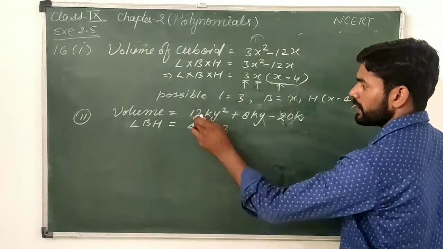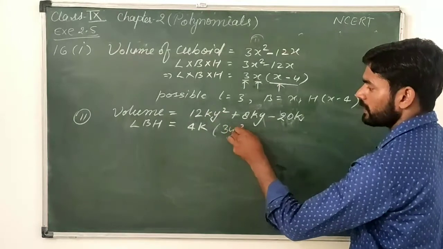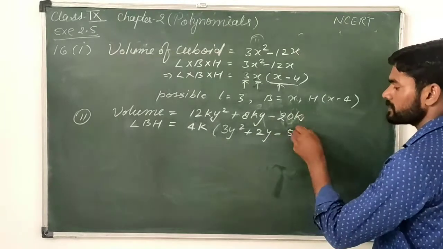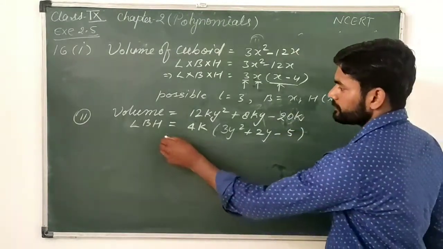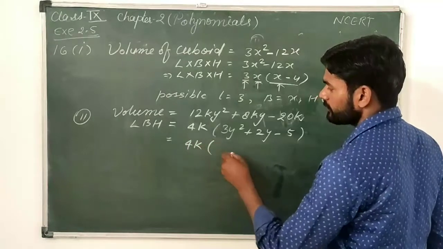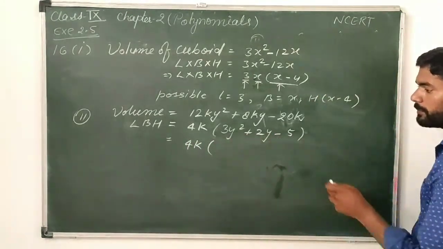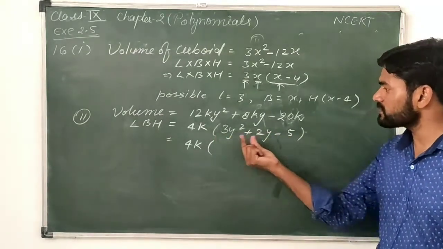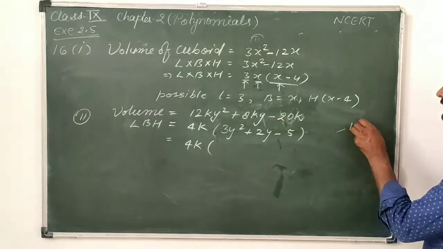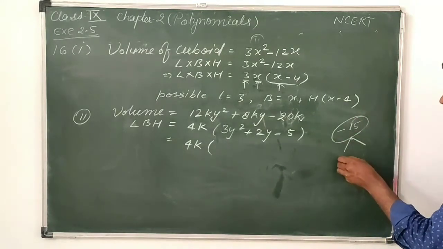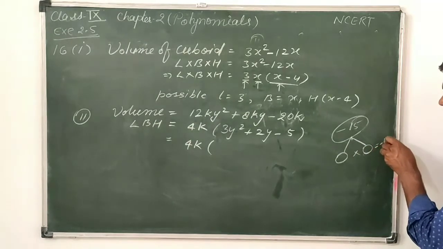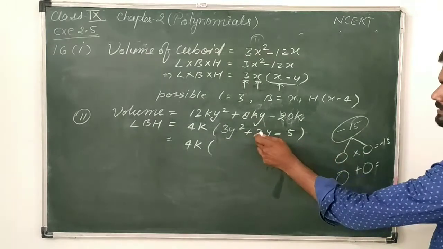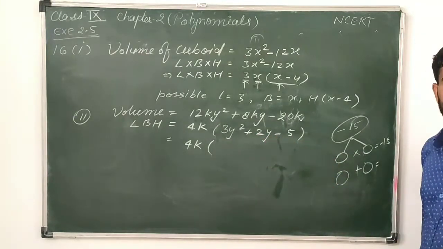4 3s are 12, k has gone, y square, plus 4 2s are 8, k has gone, y, minus 4 5s are 20, k has gone. 4k. Again, this is a quadratic polynomial and we will use the middle term splitting method. So first of all, multiply this one by this, then minus 5 into 3 is minus 15. Find two numbers whose product is minus 15 and their difference is 2. So the difference of 5 and 3 is 2.